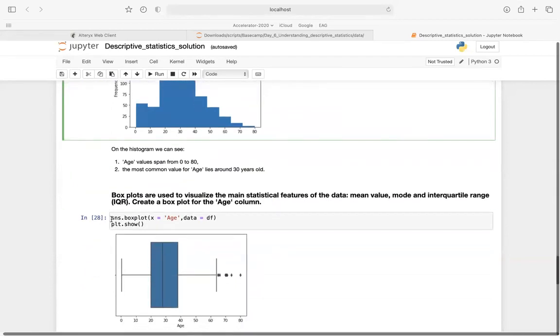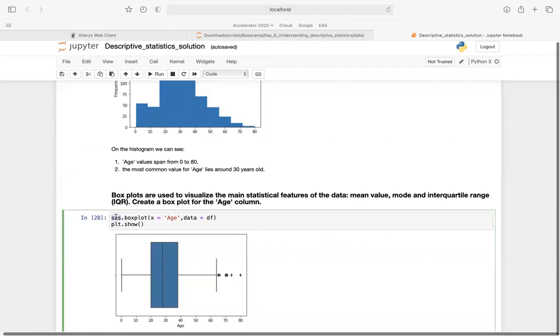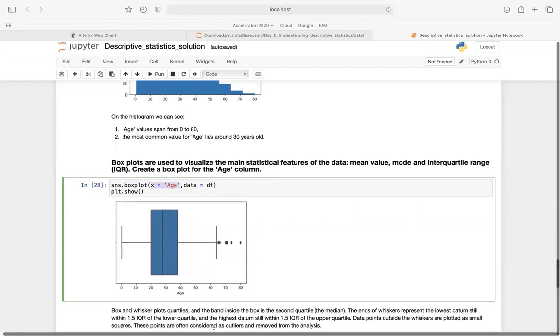How you print it is pretty simple. Quickly observe, I'm not using matplotlib now, I'm using SNS, which stands for the Seaborn library that we have imported. So we are saying SNS.boxplot. On the x-axis, I'm printing the age, because I want to see the 5-point summary of the age column. And if I print it now, this is the plot that I get.